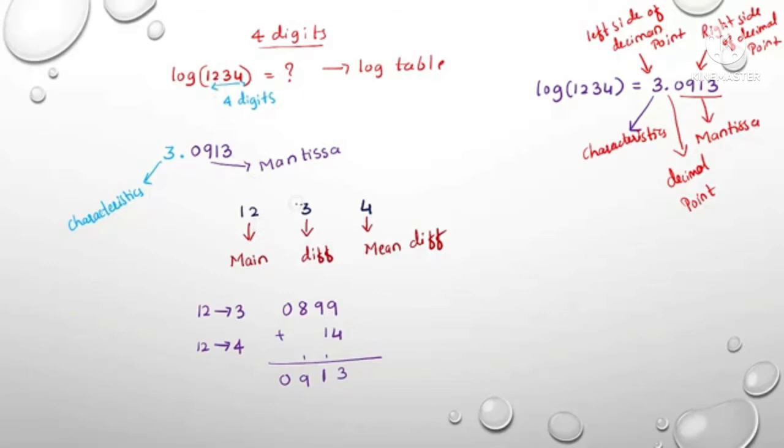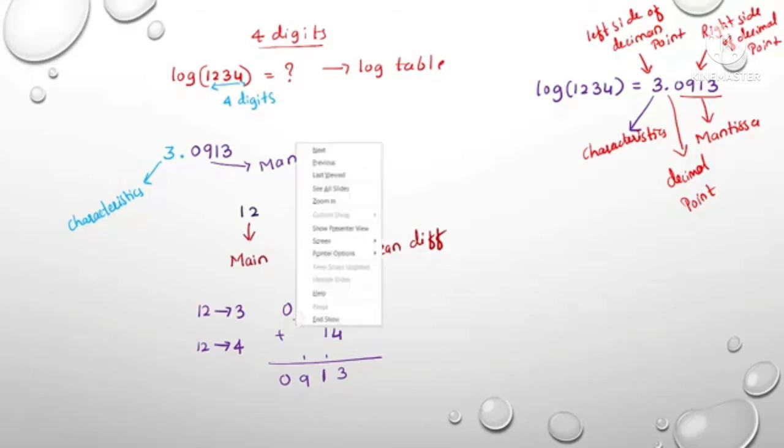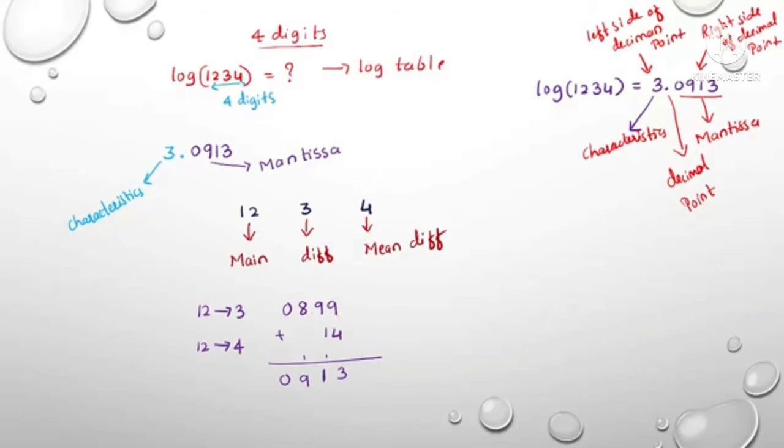And the third digit we have to observe in the difference column. So that number is how much? 0899. Then for the same 12, we have to observe the mean difference column. So that gives 14. We have to add these two numbers. We got the final answer 0913 and we write it here. So 3.0913 is the answer. Here 3 is called the characteristic and 0913 is called the mantissa.